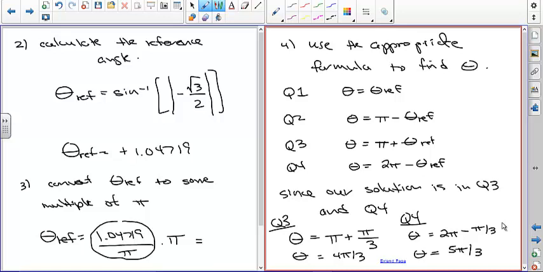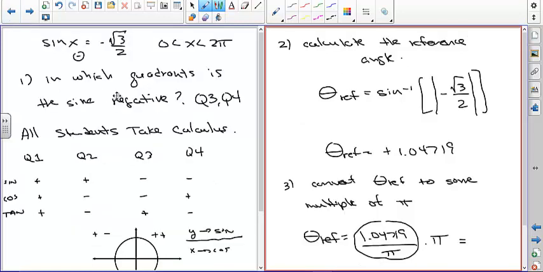So it's pretty mechanical. You don't have to think about units, circles. And the biggest advantage is when this is not a half, square root of 2 over 2, square root of 3 over 2, or one of the signs.